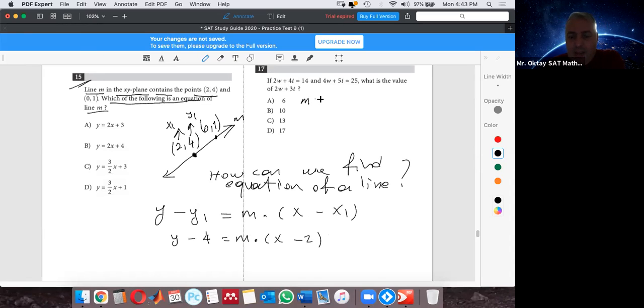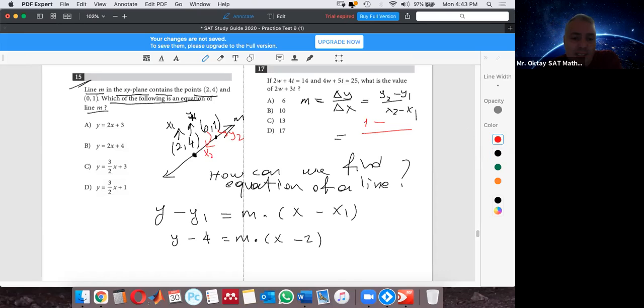Now I need the slope. What is the slope? Slope means delta y over delta x. It means y2 minus y1 over x2 minus x1. Okay? So I call this x1, y1. Let's say this is x2, y2. So what will be y2 minus y1? y2 is 1.